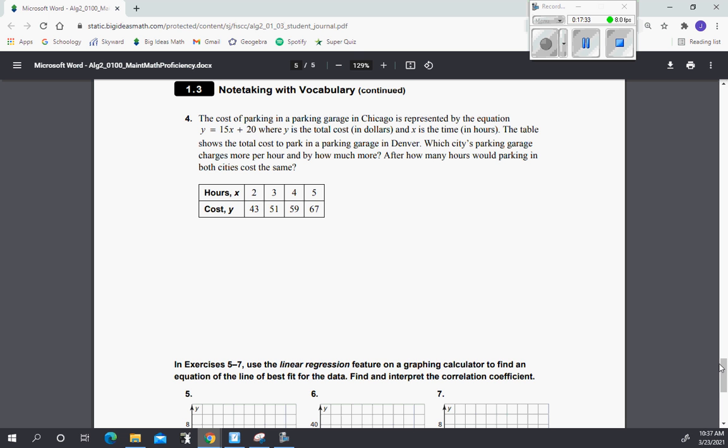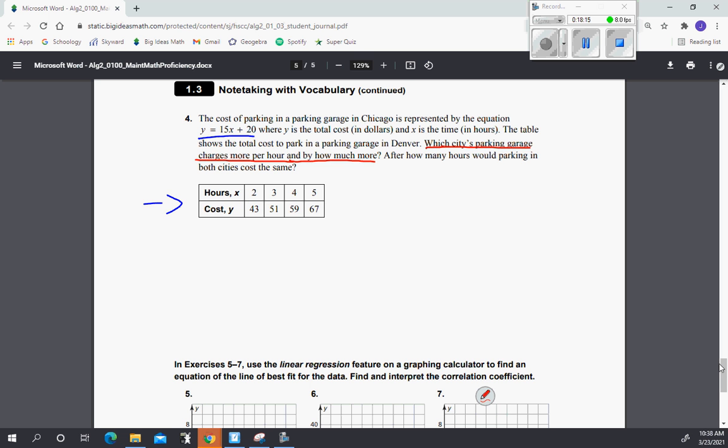Down here, number 4, the cost of parking in a parking garage in Chicago is represented by the equation y equals 15x plus 20, where y is the total cost in dollars and x is the time in hours. Okay, the table shows the cost. So up here's the equation for Chicago. The table down here shows the total cost to park in a parking garage in Denver. So the table is Denver, the equation is Chicago. The question is, which city's parking garage charges more per hour? And by how much?